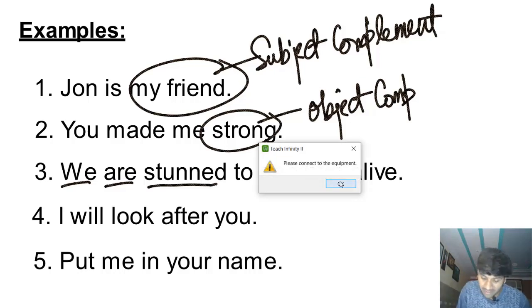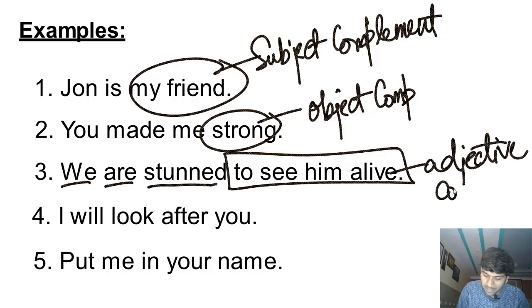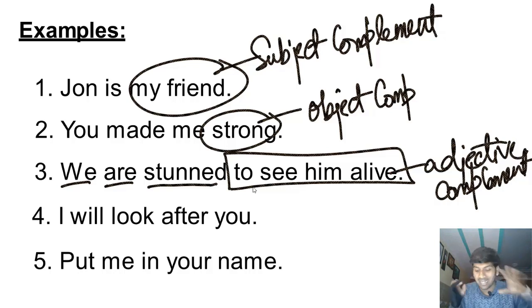Surprised. We are stunned. Why? To see him alive, right? So it's an infinitive phrase working as an adjective complement. Now the question is why is it working as a complement? See, stunned is an adjective, very clear, and to see him alive is completing the meaning of the adjective, hence it's working as an adjective complement, right?